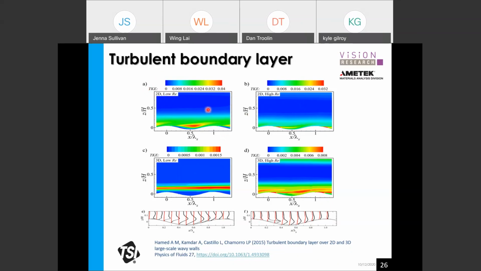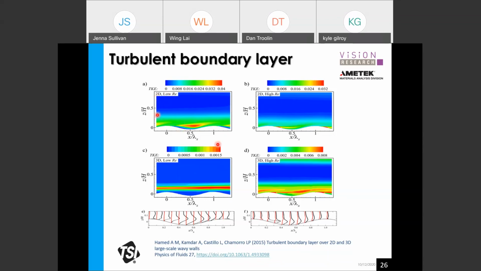It's also a comparison between a planar 2C 2D versus a planar 3C 2D. So you can see over here that this turbulent kinetic energy is only taken by a single camera, representing 2D information at the low Reynolds number.